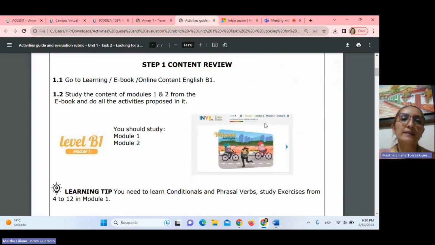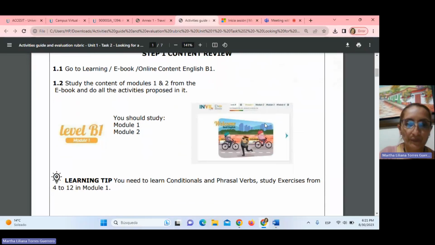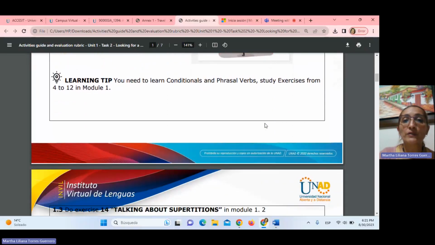So the activity is divided in 6 steps. It means that you can develop one step per week. So it means that we are in the first step, number 1. Step number 1 is called content review. And in this step, you have to study in the ebook the models number 1 and number 2. It's important to know that you will study how to use the conditional and some phrasal verbs.